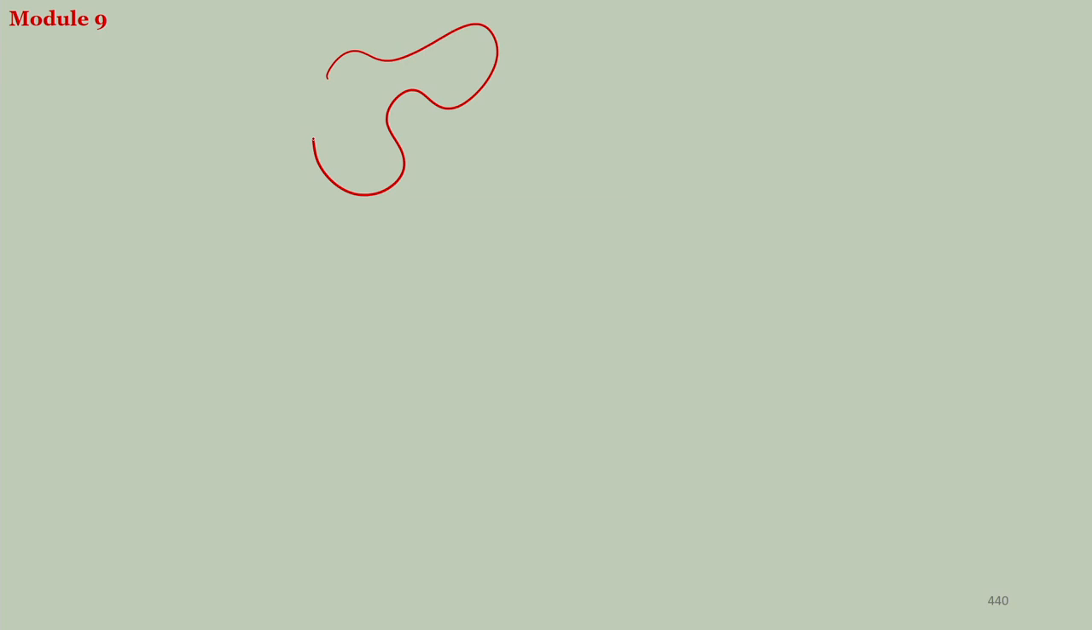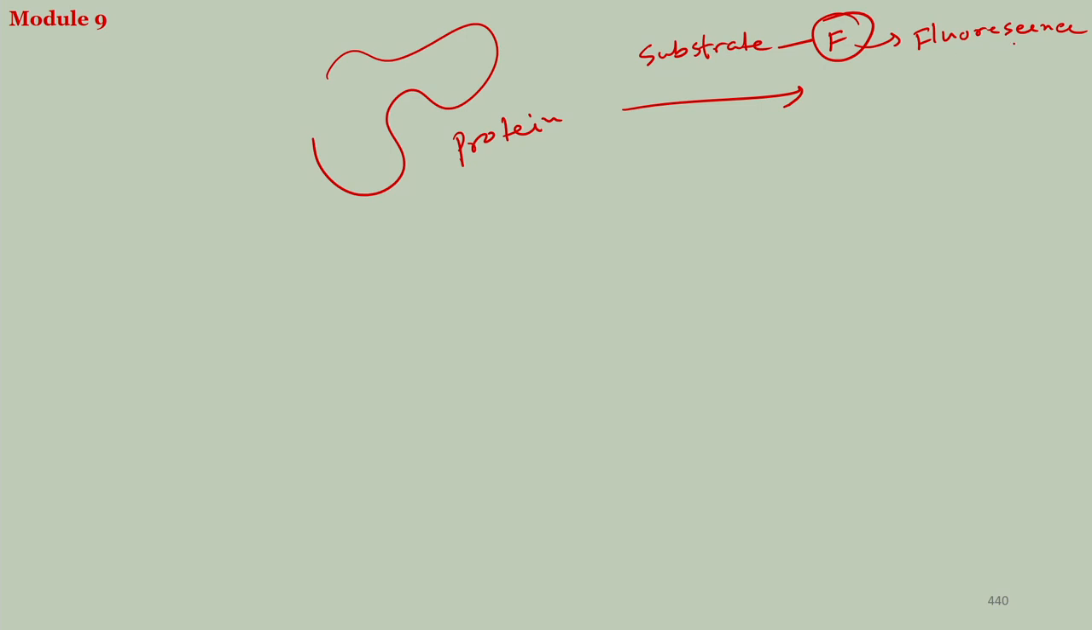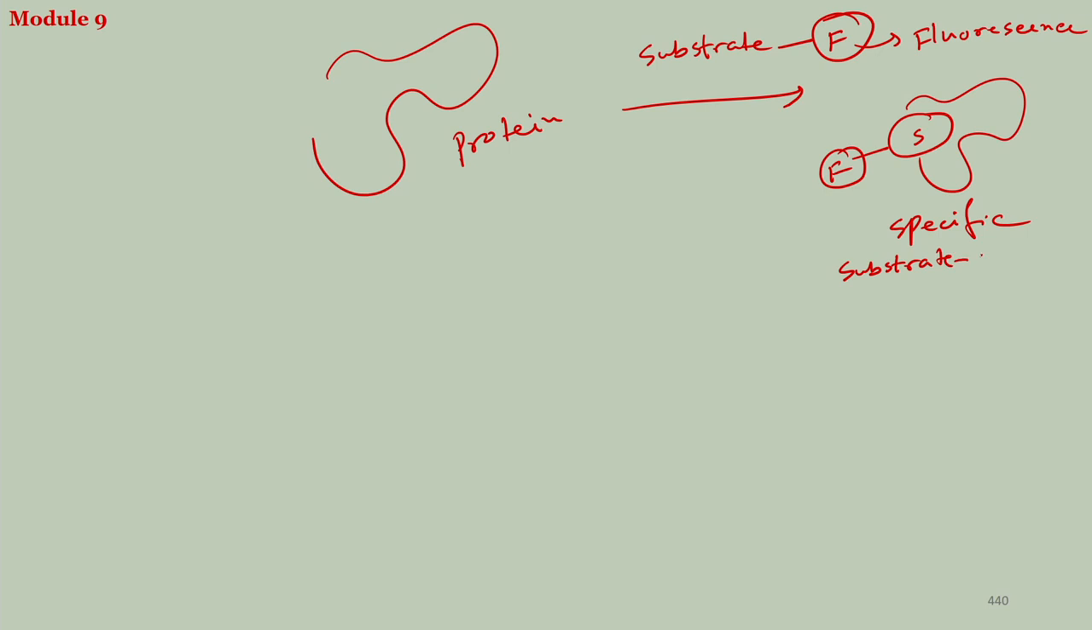So, if you have a protein active site, if you use a substrate, it's usually an organic molecule, and then you attach it with a fluorescent molecule. This is a fluorescent molecule. Fluorescence attachment is there. Then what you can expect is that your substrate would be here, S for substrate, attached with the fluorescence, and this substrate should be specific substrate-protein binding, and you should see the fluorescence.